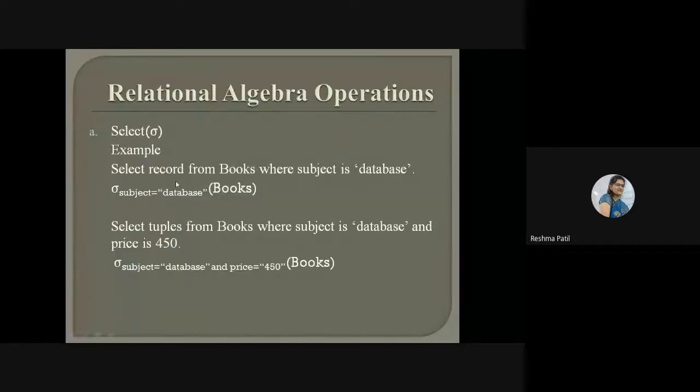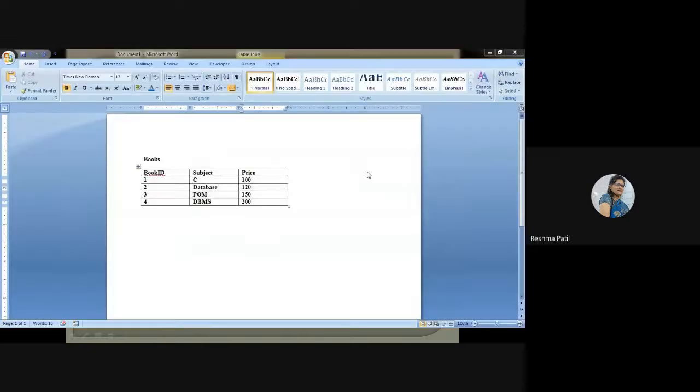So if you write this query, select a record from books. From this book table, we have to select the record where subject is database. So if you check here, which result you will get from this table, they will check the subject first. For first row, they will check the subject is equal to database. No, means this row is not going to show in the output. Second row, subject is equal to database. Yes, so this row is going to show as an output.